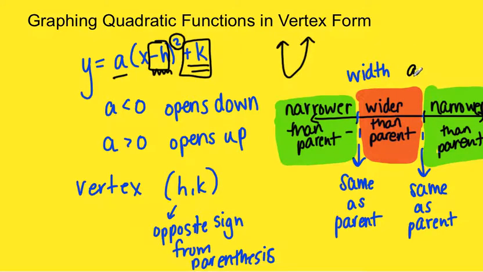And remember, in this case, a cannot be 0 because that would knock out the squared term. If it was 0 times this, all this would go away, and you would just have y equals a number, which would not be a quadratic. So let's sketch a few of these.